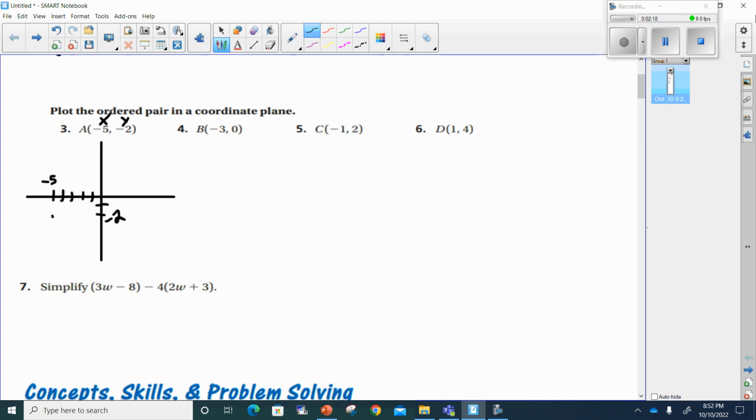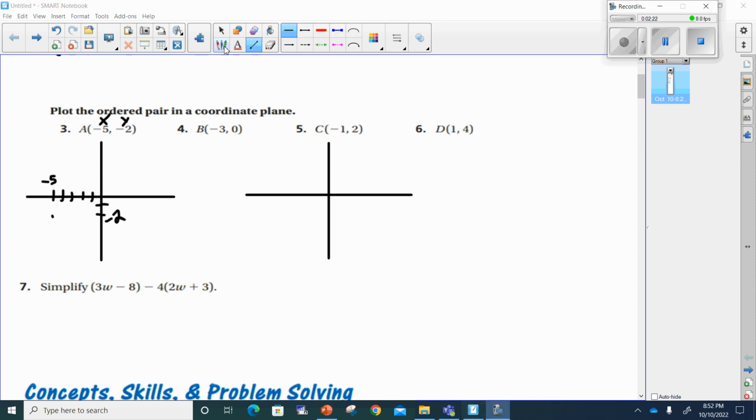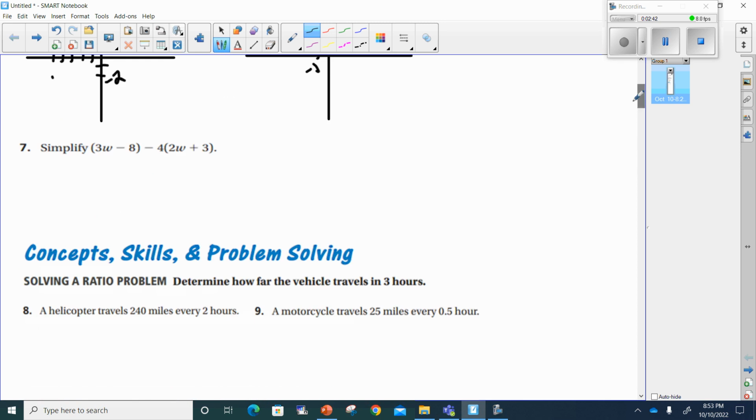Let's go with number 5 now. Once again, I'm going to make my coordinate plane. Now that I've done that, I'm going to go ahead and say that this is -1, so that puts me at -1 on the x-axis, and +2 on the y-axis. So that'll put my coordinate right about there. All right, let's go to number 7.